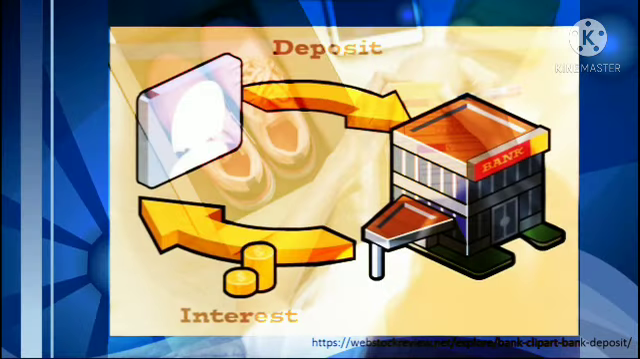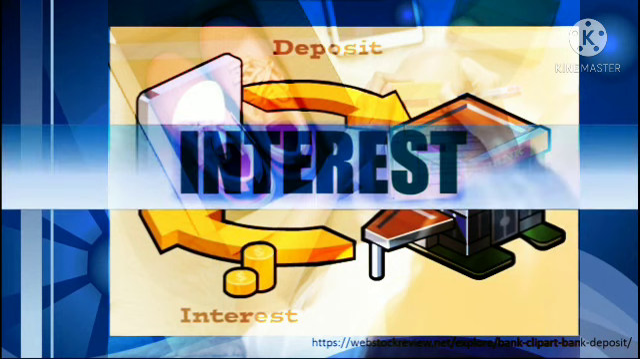Okay, so what can you say about this image? So this image shows a cycle of a person putting his money in the bank and coming out with interest. How about you? Do you trust your money in the bank? Is it to save and to earn interest on your money? Always remember that when we save our money, it earns a certain amount of interest. And having interest is a way to earn money. So if you want to learn more about interest, then watch this lesson.